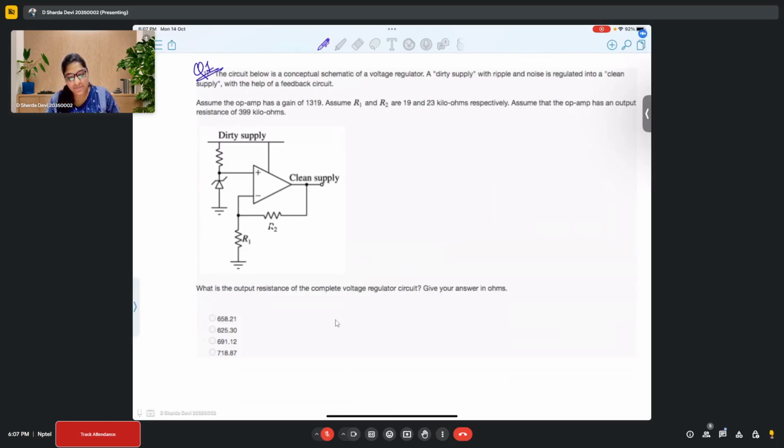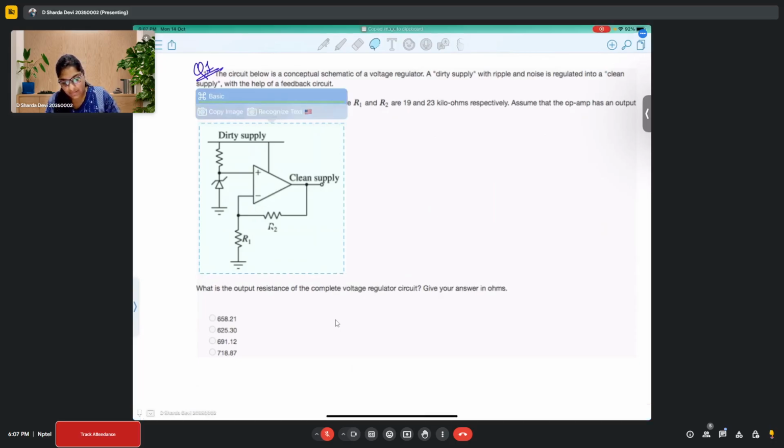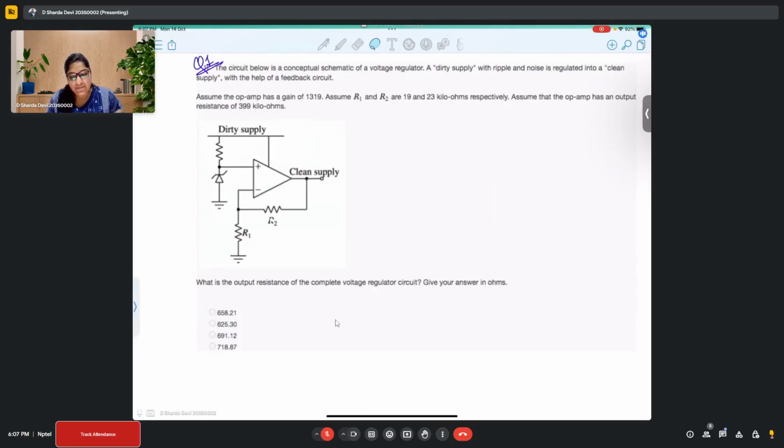So, this is the first problem that we have. Here, this particular circuit is a conceptual schematic of a voltage regulator. In this circuit, the voltage regulator part is the Zener diode. We all know Zener diodes are used for voltage regulation, as these diodes are used in reverse bias, where when they approach the breakdown, the voltage is fixed while the current increases.